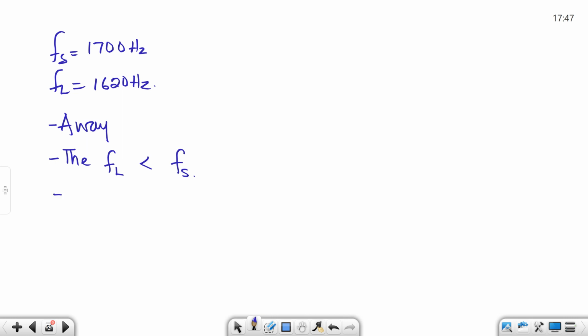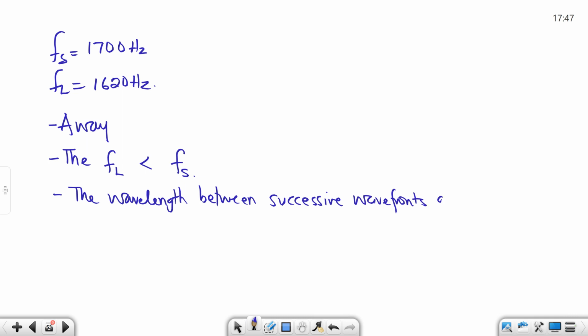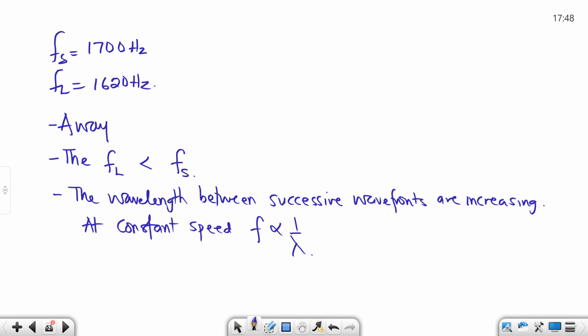Let's answer the why. The wavelength. Between successive waves, successive wavefronts are increasing. And we know that at constant speed, frequency is inversely proportional to what? Wavelength. At constant speed, frequency is inversely proportional to wavelength.